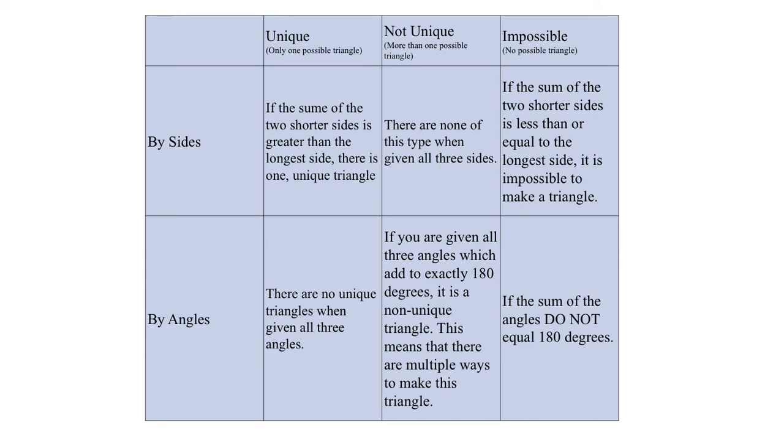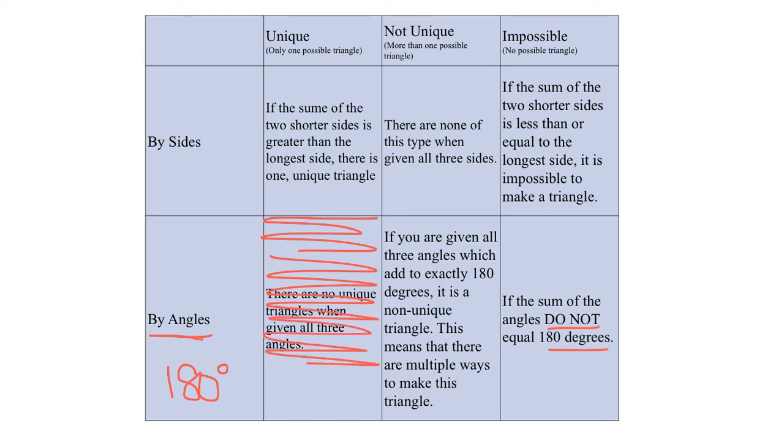And when we look at our angles of a triangle, we know we're looking for that key number of 180 degrees. If it is not 180 degrees, then we say it is an impossible triangle. You just can't do it. But if it does have 180 degrees, we claim it to be not unique. So I want you to cross this part out. Because if you're given angles, you cannot have a unique triangle. When given angles, it cannot be unique. It's either impossible or not unique.